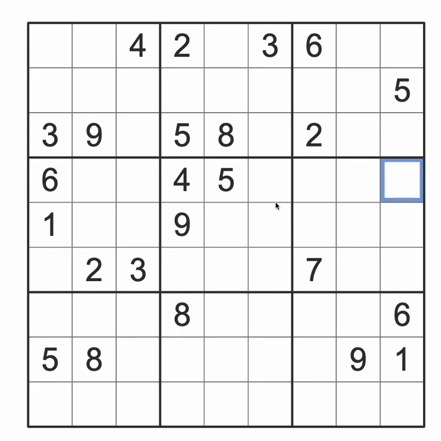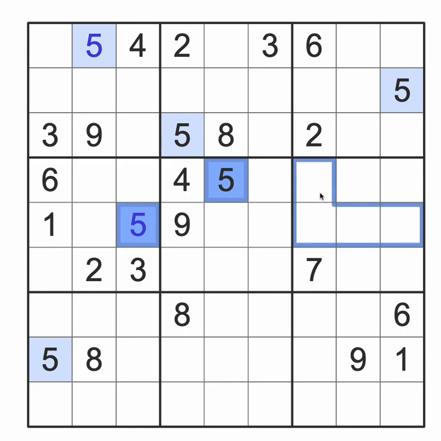First things first, let me place some singles. I can place 5 in box 1. This 5 blocks here, this 5 blocks here, this 5 blocks here, gives me 5 here. And this 5 blocks here, this 5 blocks here, this 5 blocks here, gives me 5 in box 4. And now this 5 blocks these in box 6, this 5 blocks these, this 5 blocks here, gives me 5 here.